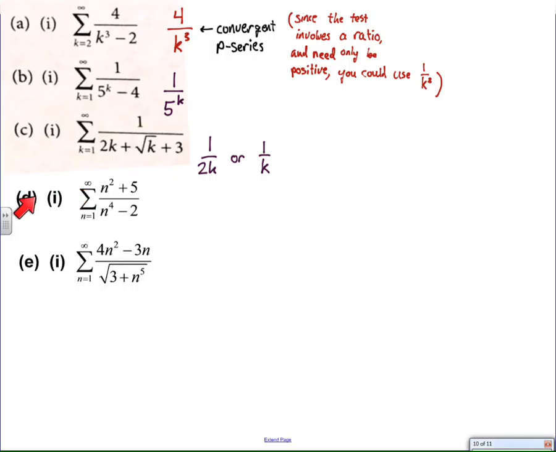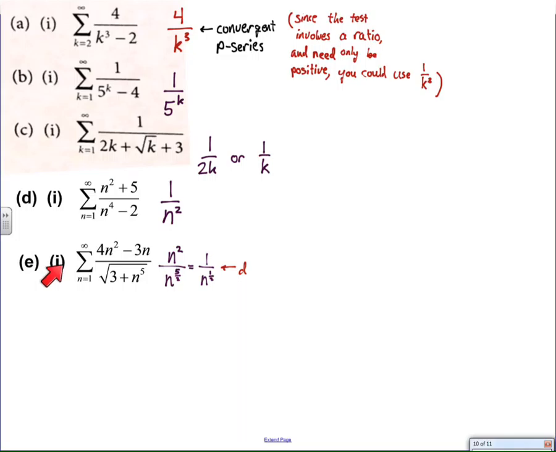In part D, we have the plus 5 and the minus 2. Again, if this were plus 2, I would use the comparison test compared to 1 over n squared. I can't use the comparison test because of the subtraction, so I'm going to use the limit comparison test instead with 1 over n squared. Finally, though, I wanted to talk to you about letter E.